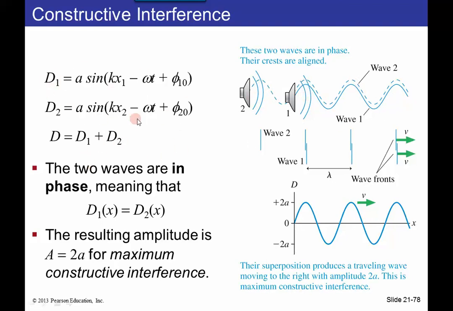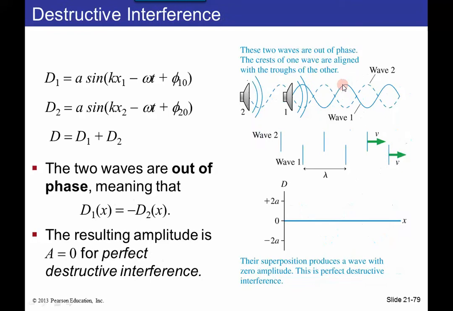To see that, we can write D1, the wave produced by this speaker, in this way, and D2, the wave produced by this speaker, this way. They both have initial phases. The resultant wave, what you hear somewhere here, would be D1 plus D2. When the two waves are in phase, the resultant is the maximum amplitude, like in this case here.